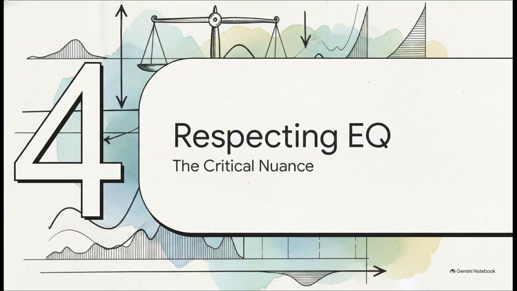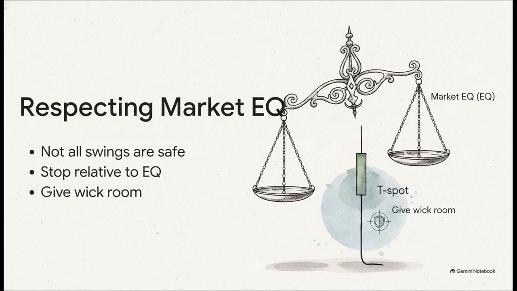All right, moving on to part 4, and this is absolutely critical: respecting market equilibrium, or the EQ. We've hit what is honestly the biggest nuance of this entire explainer. This is literally what separates the advanced pros from the novices. Just mechanically finding a protected swing is not going to cut it. Not all protected swings are safe to use. Your stop loss must be placed relative to market equilibrium, the EQ. The swing you pick has to give the new candle's wick enough room to naturally form, all while safely protecting the specific T-spot area you want respected.